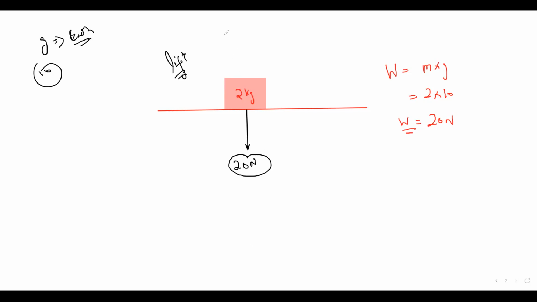So the weight of the object is 20 Newton. How much minimum force do I have to apply to lift this object? The minimum force should be 20. Practically it will be more than 20, but the minimum force which I need to lift this object should be 20. And if I move this object a distance of 5 meter, I want to calculate the work done. How to calculate work done? That is force multiplied by distance. So force is 20 multiplied by distance 5. So it will be 100 joules.